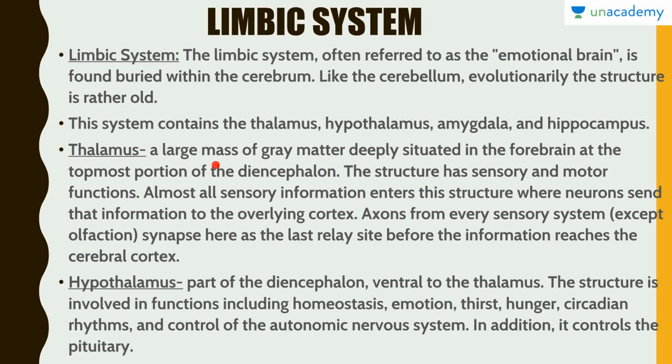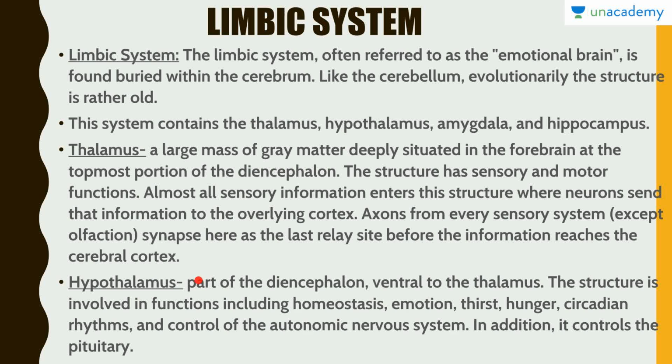Thalamus is a large mass of grey matter deeply situated in the forebrain at the topmost portion of the diencephalon. So the structure has sensory and motor functions, and almost all sensory information enters this structure when neurons send that information to the overlying cortex. Axons from every sensory system synapse here as the last relay site before the information reaches the cerebral cortex. So that is the reason why the thalamus has a very, very important role.